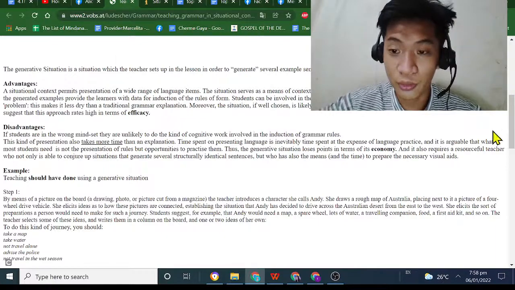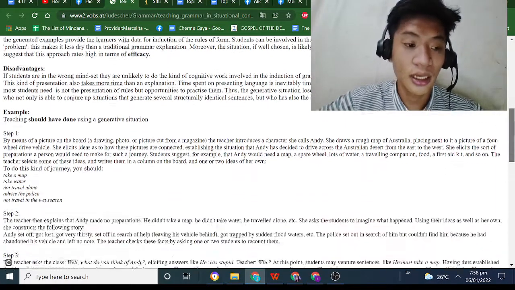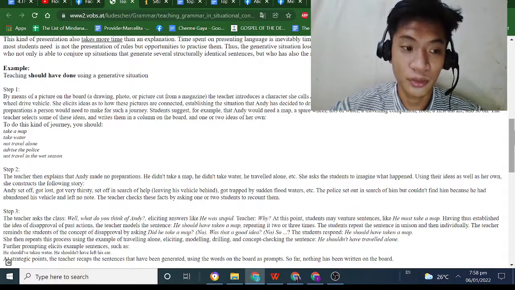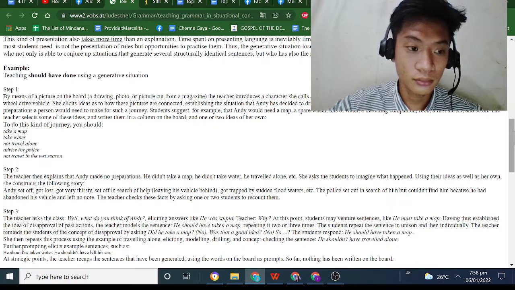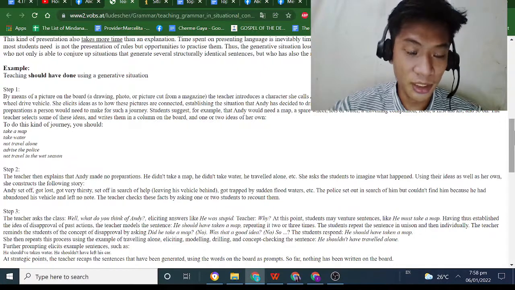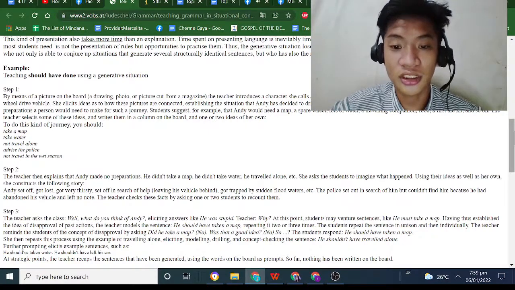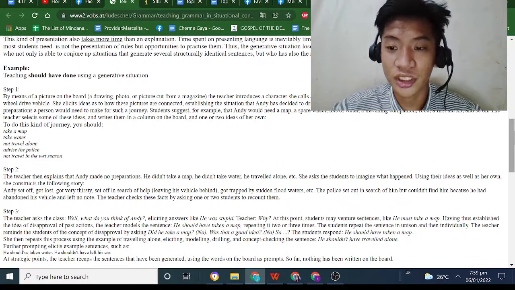So we have here an example of teaching that should be done using a generative situation. Step one: by means of a picture on the board, a drawing or photo, the teacher introduces a character she calls Andy. She draws a rough map of Australia.